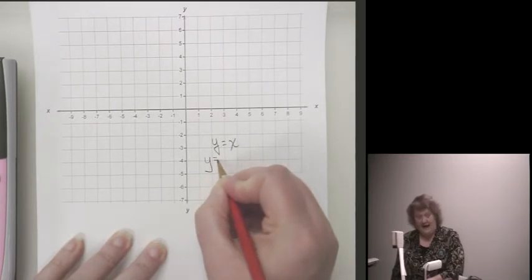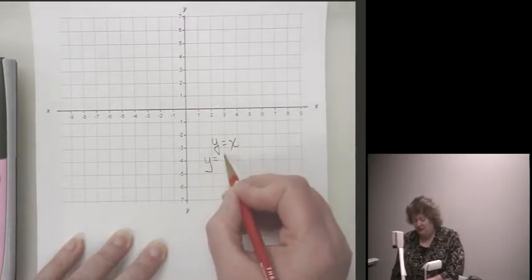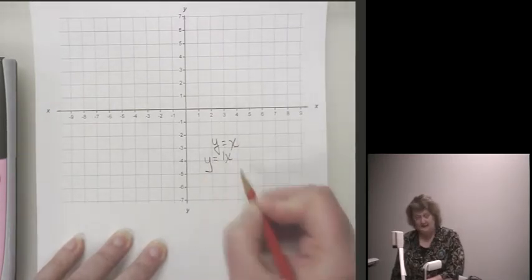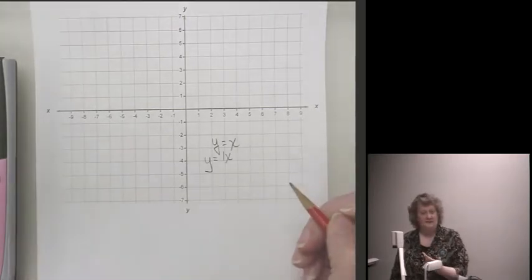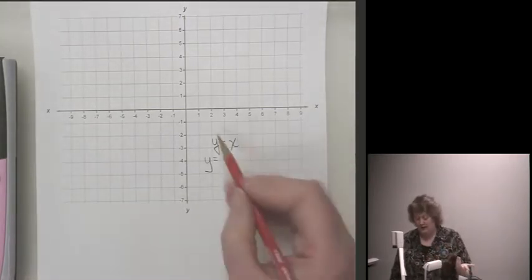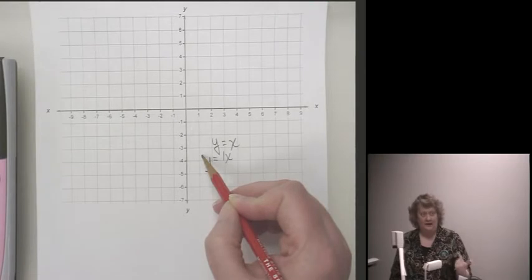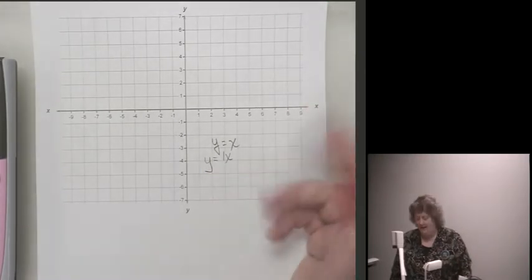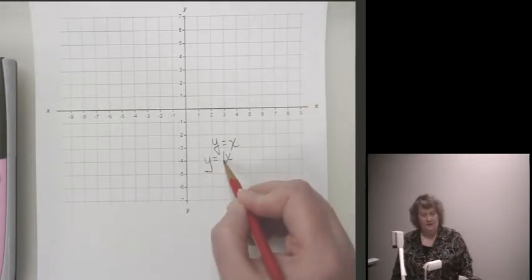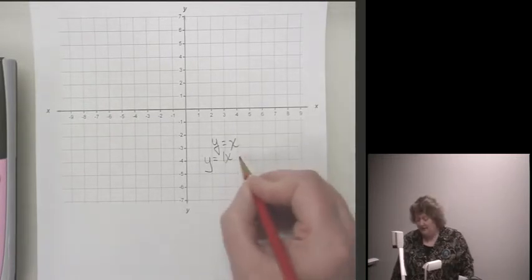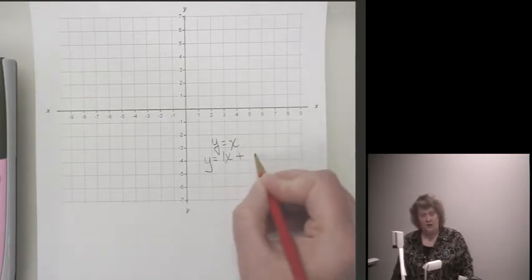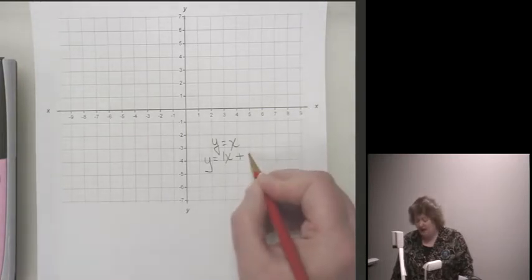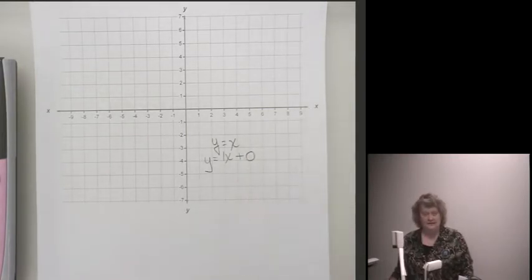When we have y, then we have an understood 1x. Anytime we have a variable by itself, it's always understood to be a 1. Technically, we have a 1y here, but 1 times y is just y. But we need a number in front of the x so we can have slope, so it's understood to be a 1. Then we need a number out here to be our y-intercept. And since there's not a number, it's understood to be 0.